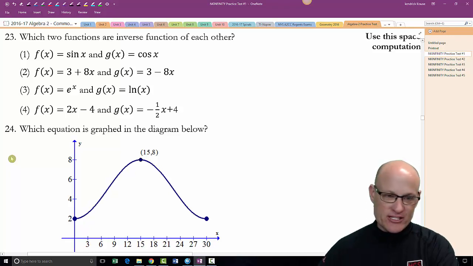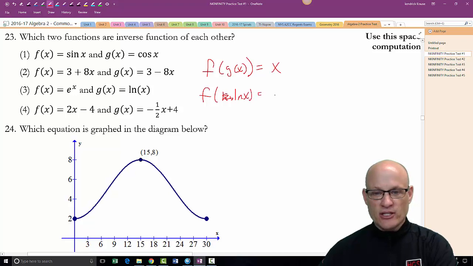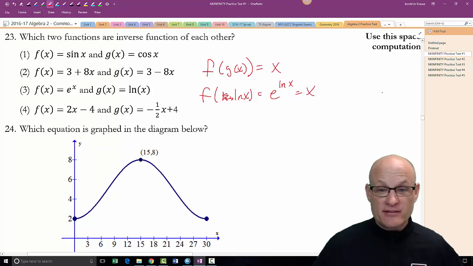Another test for this, by the way, is to show that f of g of x is simply equal to x. So I could do f of ln of x is equal to x. But f of ln of x, this one's a little bit tricky. Well, you may not know this. E to the ln of x, well, that is equal to x. But in this case, that may not be a great way to do that one.